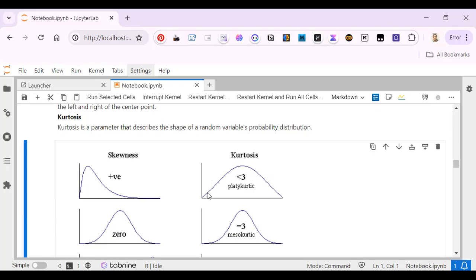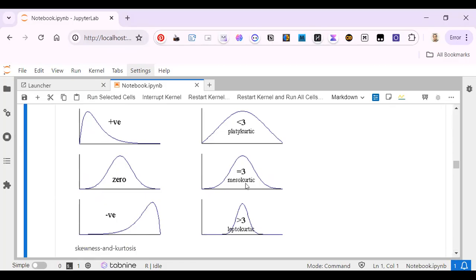Okay, the data will be like this, and equal to 3 indicates what is called mesokurtic, and greater than 3 indicates leptokurtic. So here we have to understand the main mechanism. The same 0 you can consider as this value, and the same 0 you can consider as this value, but the same 0 you can consider as this value.